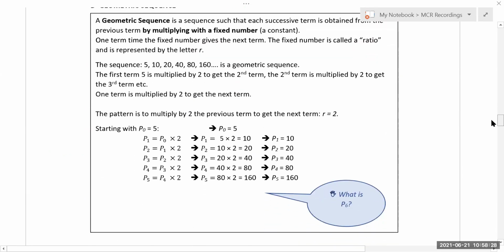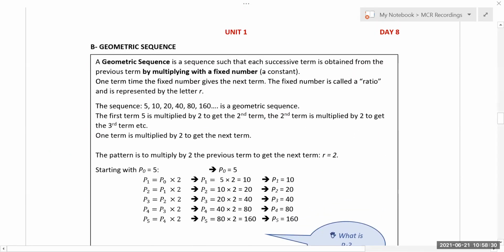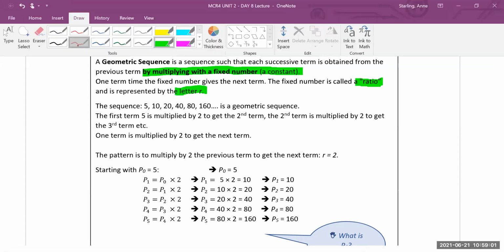All right, for your geometric sequence. A geometric sequence is one where you multiply by a fixed number or a constant. Now, if it's division, you're actually still going to multiply, but you're multiplying by a fraction. So how to get your number that you're multiplying by is take any one term and divide it by the previous. And this number is called your ratio or your r. And again, geometric is by multiplying.